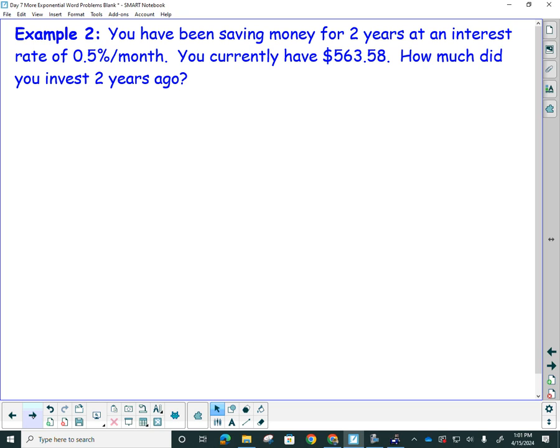So it says you've been saving money for 2 years at an interest of 0.5% per month. Not great, but if you're just keeping it in a savings account, there's not a lot of interest earned in a savings account. This is probably actually more than you would get in a savings account. But here's how much you have right now. The question is, how much did you have 2 years ago? So again, we're going to use the same formula. This is going to be a growth because we're gaining interest. So the growth rate to the power of time.